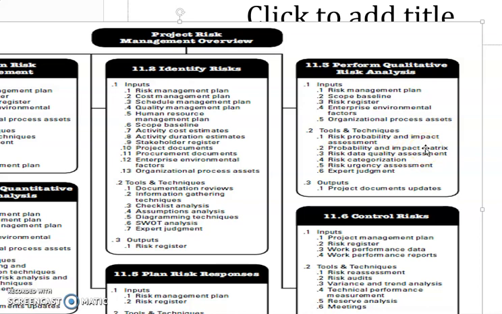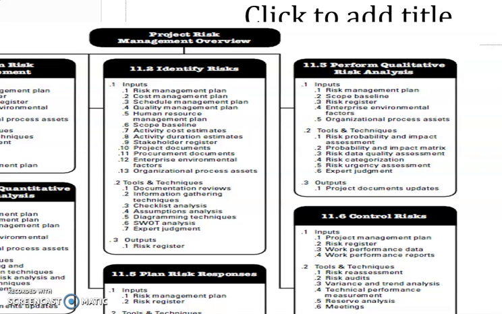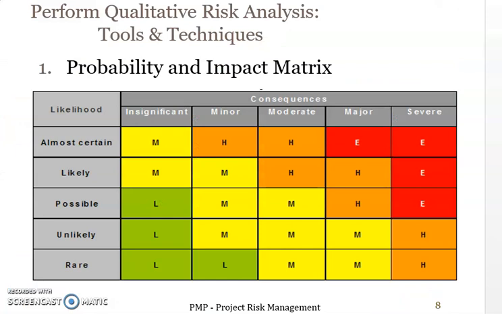Probability, and I will show you one thing. Here, let us see this figure. Here, this is the probability and impact matrix. Based on the likelihood of occurrence, you have here vertically: almost certain, likely, possible, unlikely, rare.